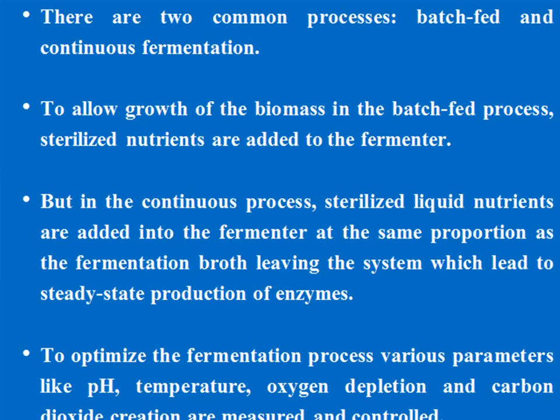To allow growth of the biomass in the fed-batch process, sterilized nutrients are added to the fermenter. But in the continuous process, sterilized liquid nutrients are added into the fermenter at the same proportion as the fermentation broth leaving the system, which leads to steady-state production of enzymes. To optimize the fermentation process, various parameters like pH, temperature, oxygen depletion and carbon dioxide creation are measured and controlled.